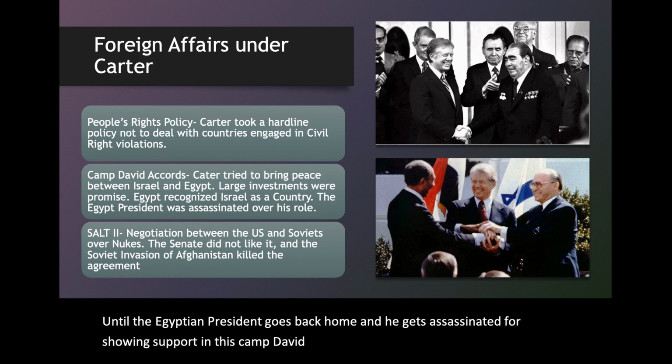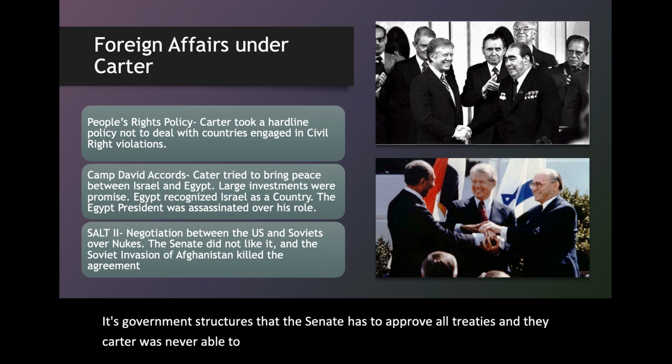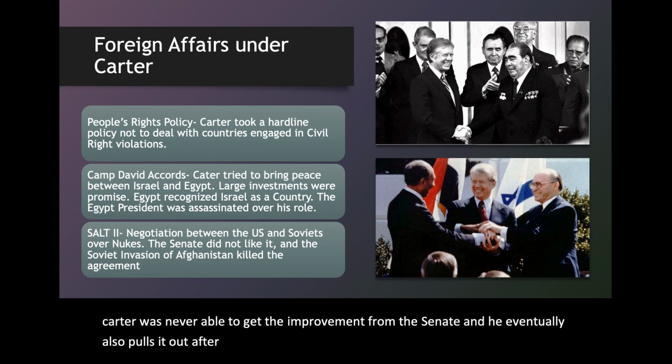The SALT II treaty negotiations start up between the Soviet Union and the United States. They seem to come to an agreement. However, shortly thereafter, the Soviet Union invades Afghanistan. The Senate decides at that point they don't want to even try to get into the SALT agreements because, if you guys remember about United States government structures, the Senate has to approve all treaties, and Carter was never able to get the approval from the Senate, and he eventually also pulls it out after what happens in Afghanistan.